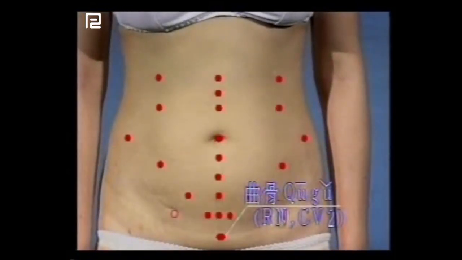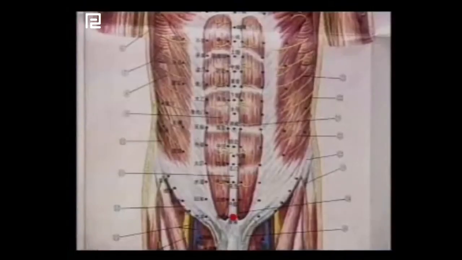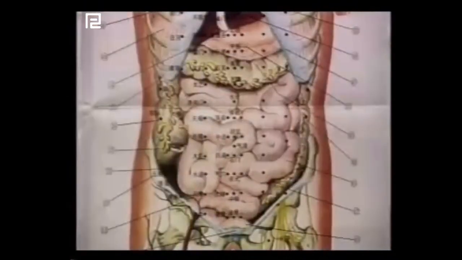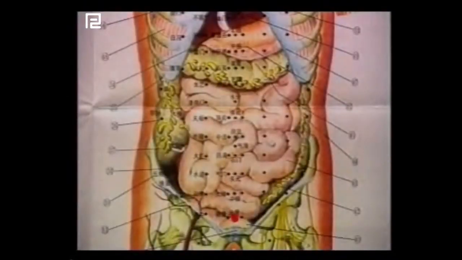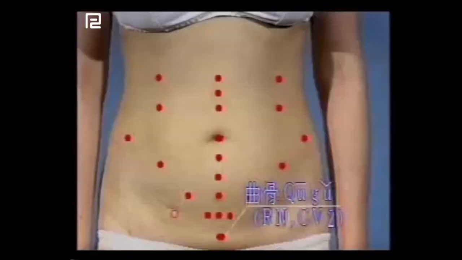Qugu. Location: on the lower abdomen and on the anterior midline, at the midpoint of the upper border of the pubic symphysis. Indications: lower abdominal pain and distension, dribbling urination with difficulty, nocturnal enuresis, impotence, seminal emission, scrotal eczema, dysmenorrhea, abnormal menstruation. Methods: puncture 0.5 to 1 cun, moxibustion 3 to 5 cones or 10 to 30 minutes.